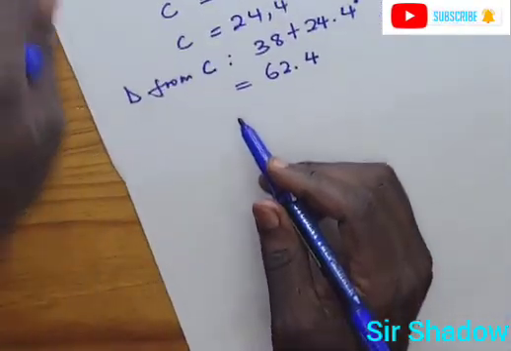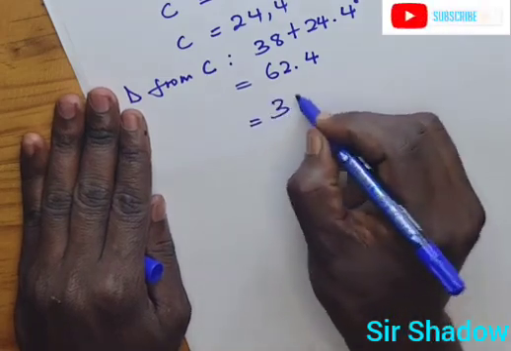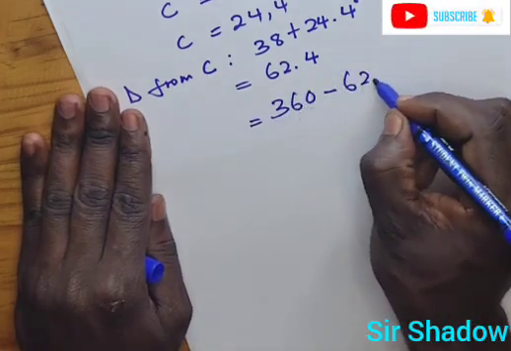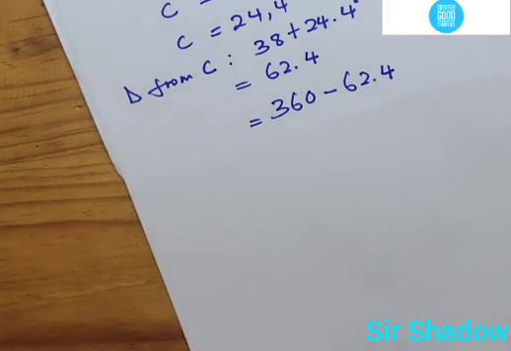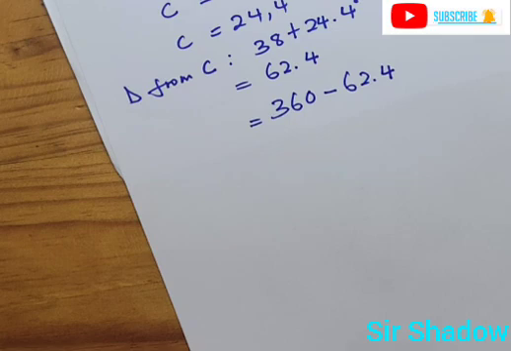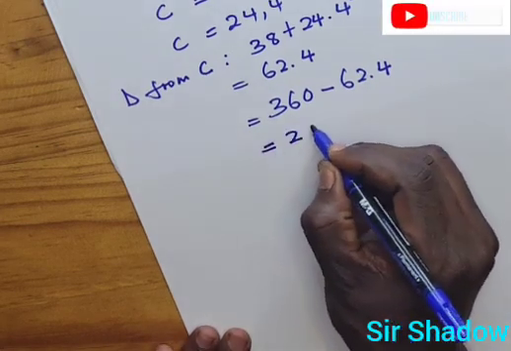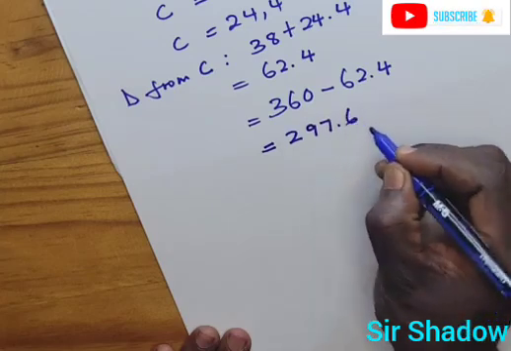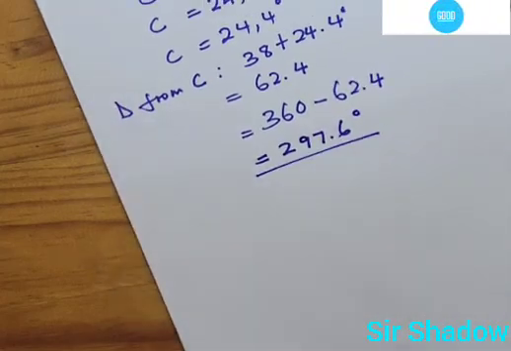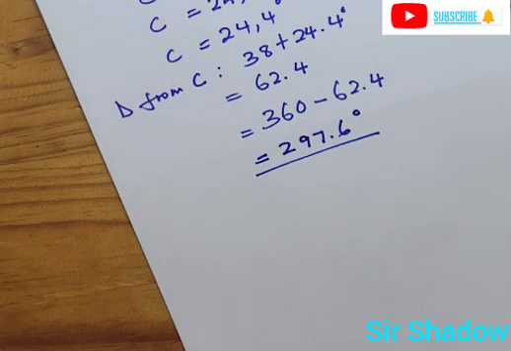This is equal to 360 minus 62.4, so this is equal to 360 subtracting 62.4, which is equal to 297.6 degrees, and this becomes our bearing of D from C.